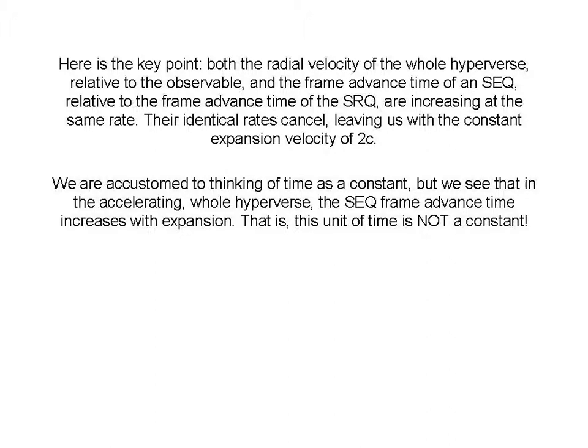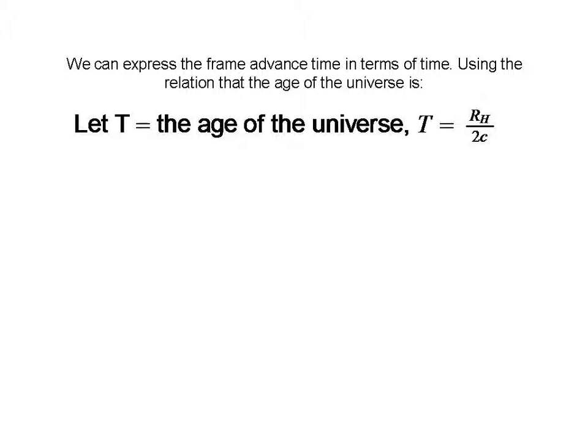We are accustomed to thinking of time as a constant, but we see that in the accelerating whole hyperverse, the SEQ frame advance time increases with expansion. That is, this unit of time is not a constant. We can express the frame advance time in terms of time, using the relation that the age of the universe is this. We'll let t equal the age of the universe, so that t is equal to R sub h over 2c.